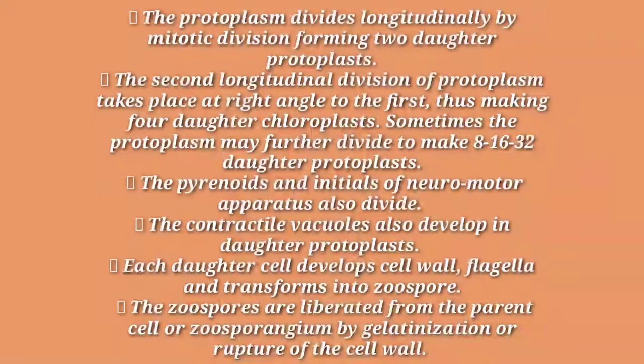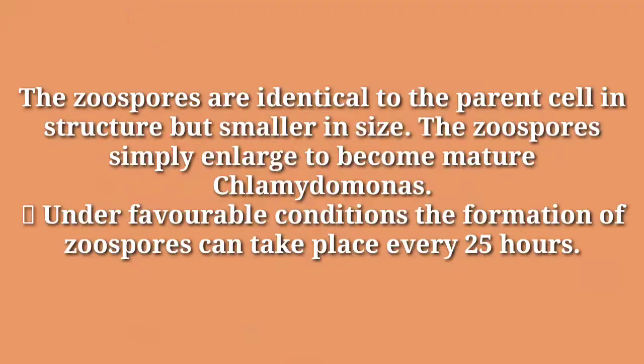The zoospores are liberated from the parent cell or zoosporangium by gelatinization or rupture of the cell wall. The zoospores are identical to the parent cell in structure but smaller in size. The zoospores simply enlarge to become mature Chlamydomonas. Under favorable conditions, the formation of zoospores can take place every 2 to 5 hours.